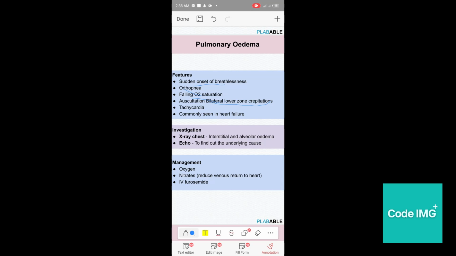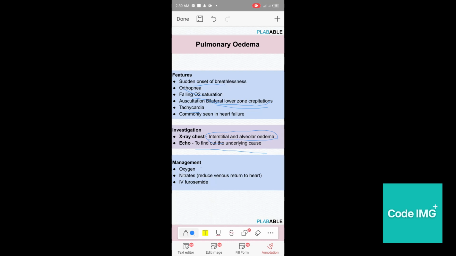So fine end inspiratory creps. And tachycardia, the patient will be having a tachycardia. So on X-ray, you're going to find interstitial and alveolar edema. And echo you do, because that's going to give you some reason: the patient is having a low ejection fraction, or some valvular pathology like MR, they are more prone to developing pulmonary edema.